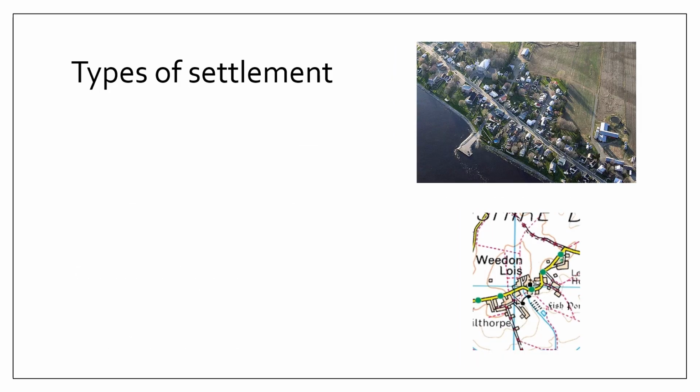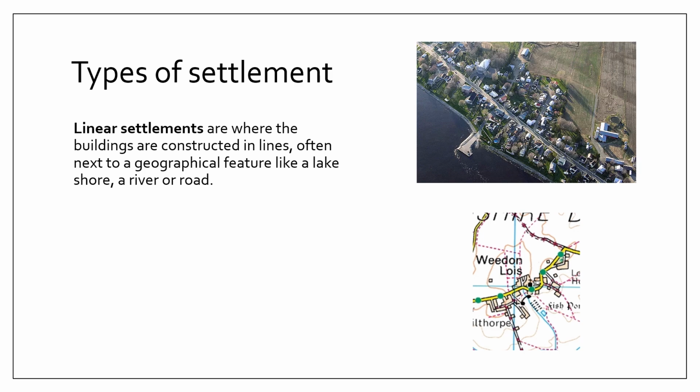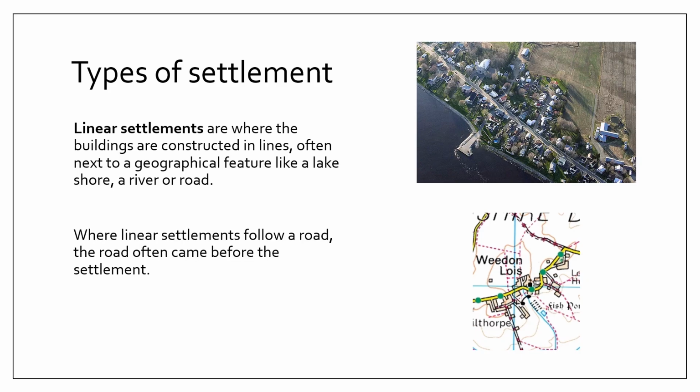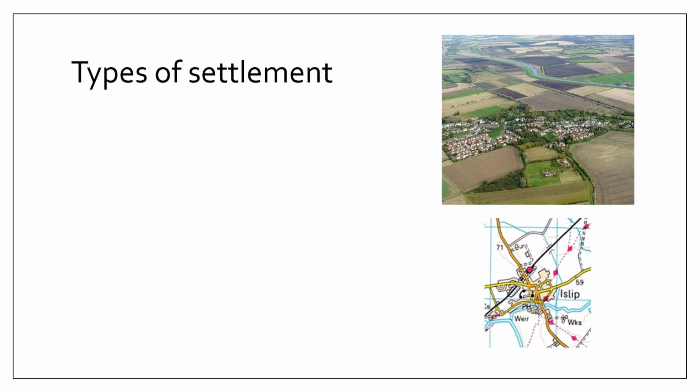Second type is linear settlements. These are ones that are built along lines. For example, geographical features such as a lake, a shore, a river, or a road. When linear settlements follow a road, the road often came before the settlement, so they were built there to sort of use that as transport links.